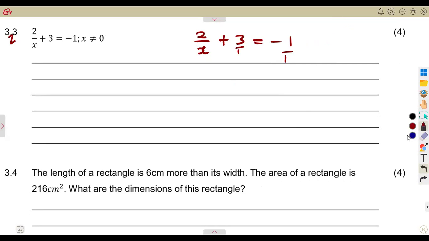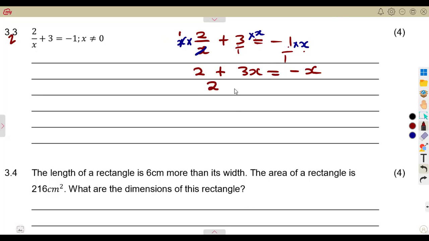So you can simply remove the fraction by multiplying each and every term by what? By x. You multiply this by x, you multiply this by x. So x and x cancel, and we have got 1. 1 times 2, which is 2, plus 3 times x, which is 3x, is equal to minus 1 times x, which is minus x.